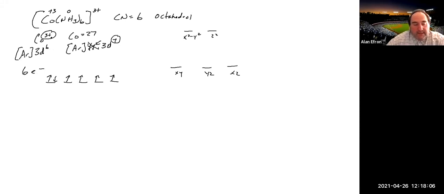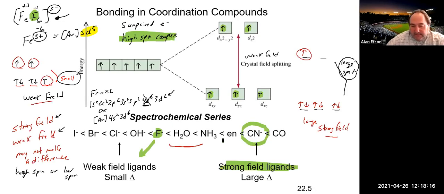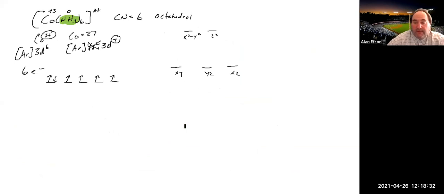So we do need to look at our ligand here. And again, our ligand is NH3. If we look back at our series, NH3 is over here. It's probably leaning more towards strong field. Since they didn't really give you any information, you can probably figure it's more strong field than weak field. If they gave you more specific information, one way or the other, you could make that judgment.